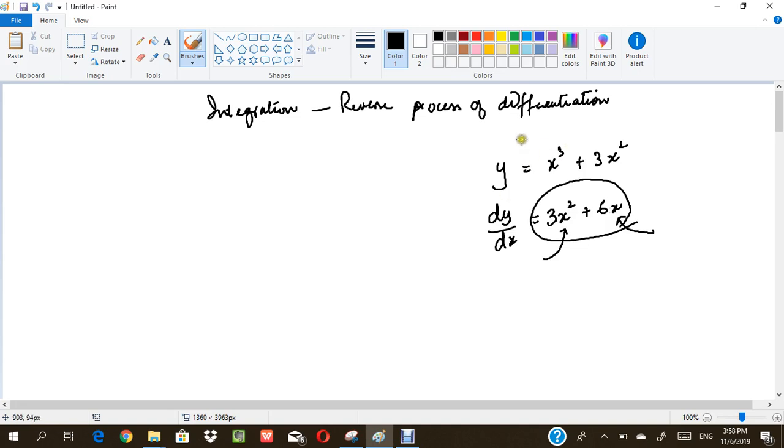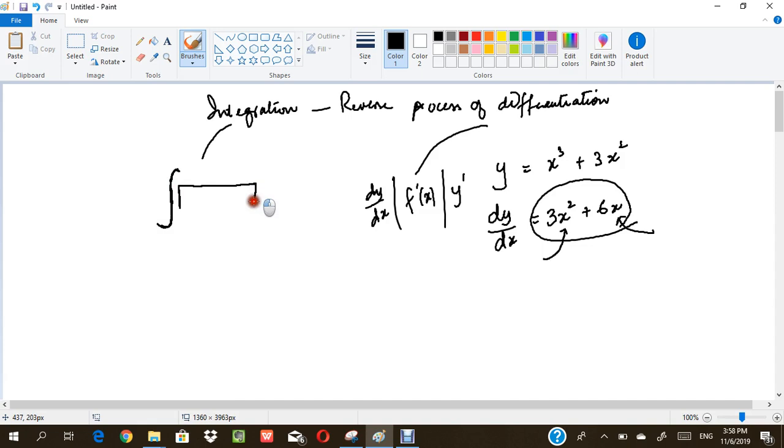Now, just like we represent differentiation with either dy upon dx or f dash x or y dash, we also have a notation for representing integration, and that is this weird hook. This is the sign of integration. Now some very important terminologies. The raw material for integration is, as I just said, the derivative.